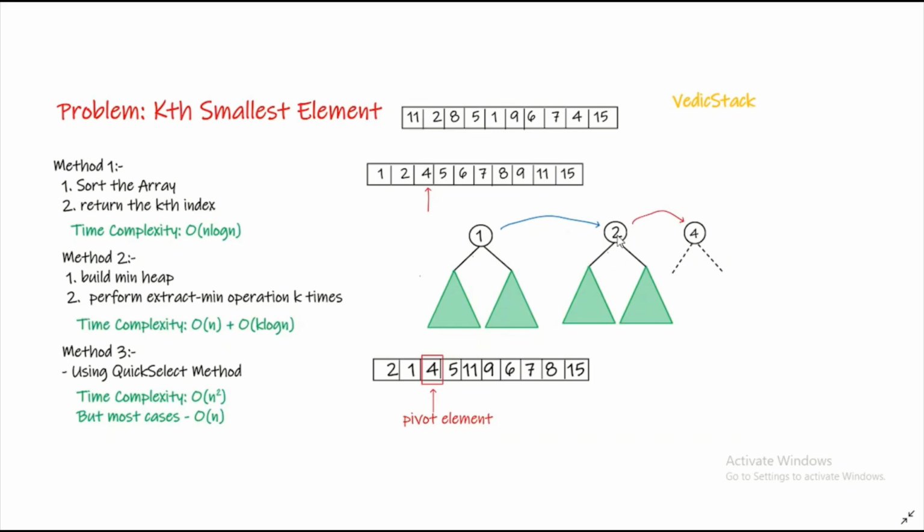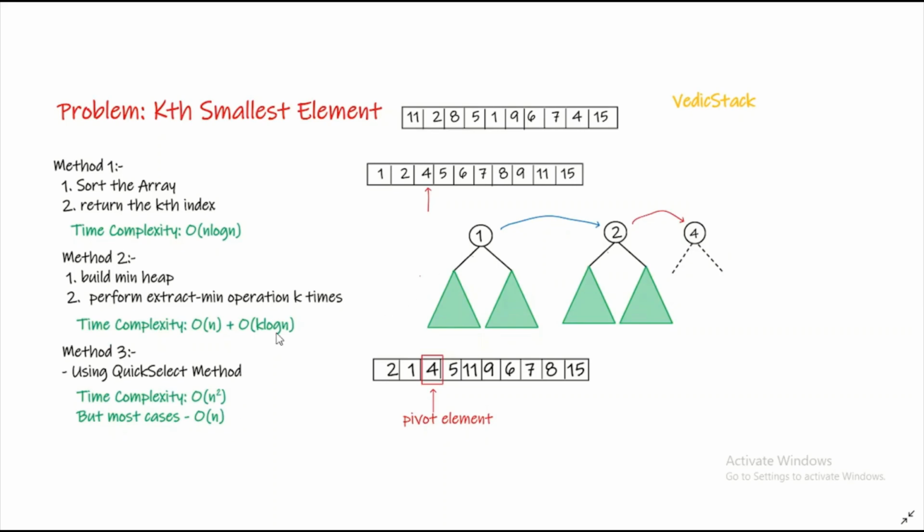Similarly, if you perform the extract min operation once again, 2 will be deleted, and the third smallest element is going to come at the top. So similarly, if you perform it k times, then we are going to get the kth smallest element. The time complexity, as I discussed, to build the min heap is going to take order of n, and heapification, when we are performing the extract min operation, is going to take log n time complexity.